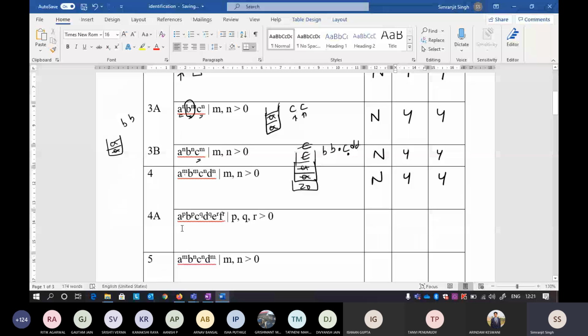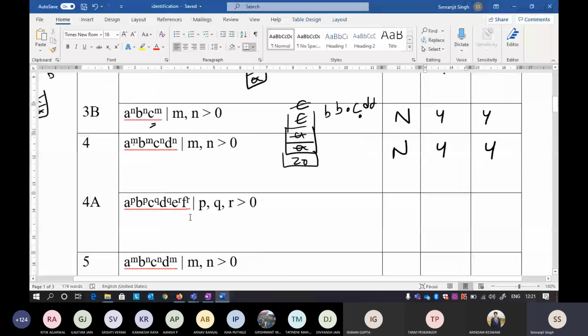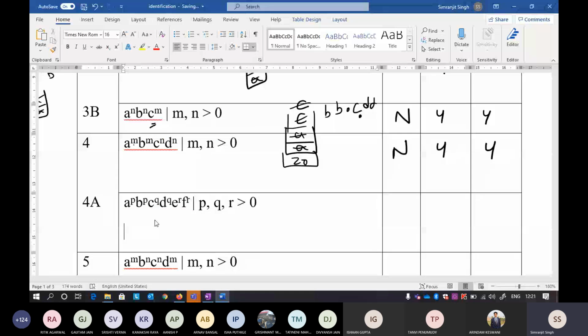Now check 4A. I think it's a little bit of an interesting one. Let me zoom in if you are seeing this. It is absolutely sure that this particular language is not regular, because there is a P and there is a P. You can directly say that. I think someone got the answer here.